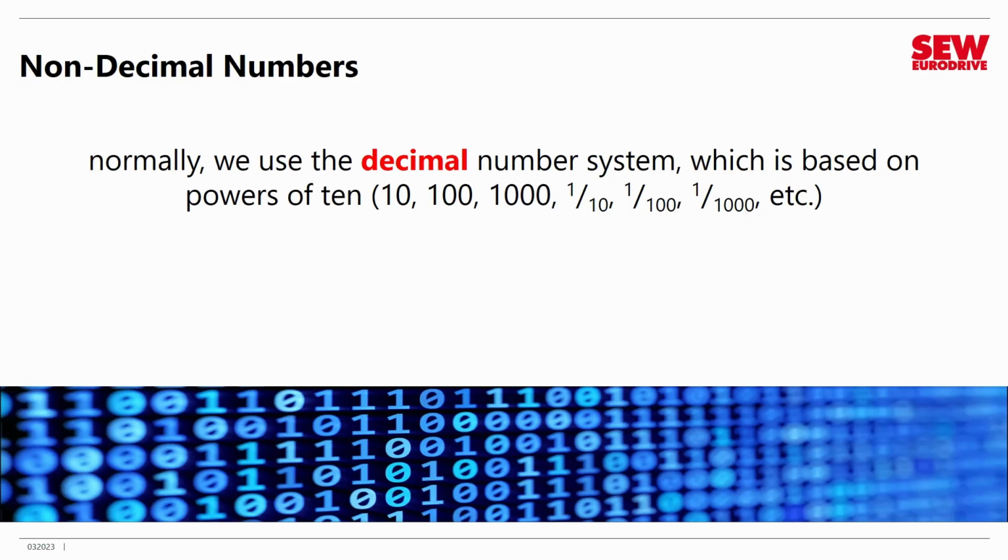Now, of course, as human beings, we typically use the decimal number system, which is based on powers of 10. 10, 100, 1000. You can see you're increasing by a factor of 10 every time. Or in the fractional side of things, 1/10, 1/100, 1/1000. We're again increasing in fractional powers of 10. Decimal works well for everyday life. But in the controller world, which includes the MoviDrive B, it's not always the best system.